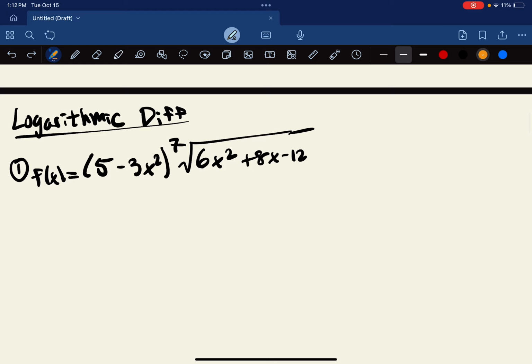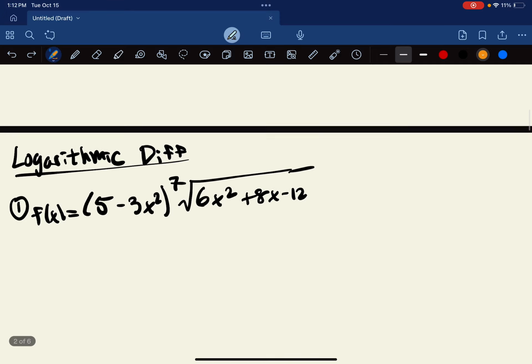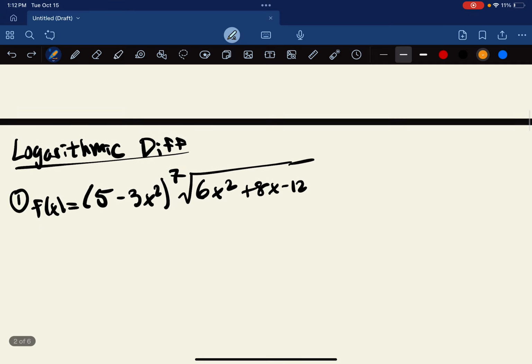So logarithmic differentiation is really just a new way of taking a derivative. It's all stuff that you technically already know, right? It's just using the properties of logarithms to take derivatives in new ways. Most of the time it's an alternative to the quotient rule or the product rule, but sometimes you do actually need to use logarithmic differentiation.